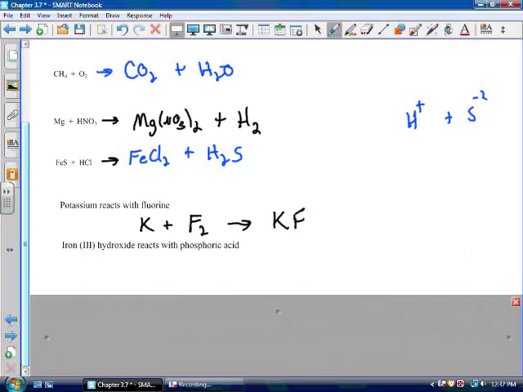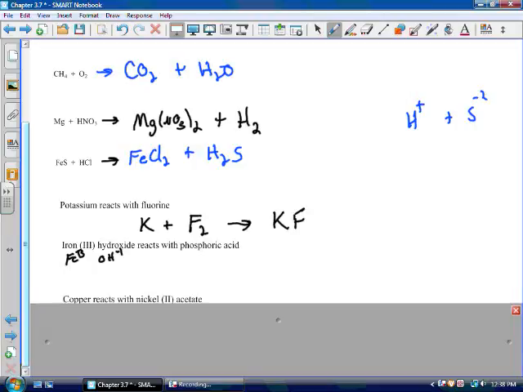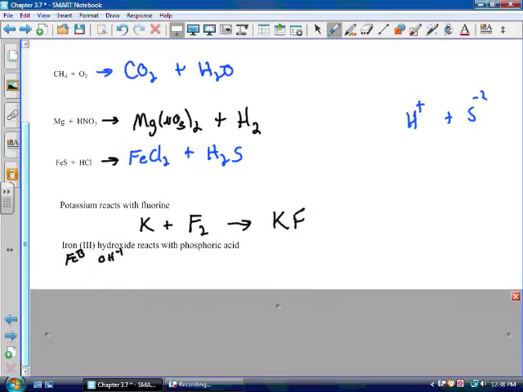Our next example, iron 3 hydroxide reacts with phosphoric acid. All right, so iron 3 is Fe +3. Hydroxide is OH -1. Remember what we said earlier, if you see no prefixes, you have to use charges. So Fe +3 and OH -1 is going to form Fe(OH)3, reacts with, so I put my plus sign, phosphoric acid.